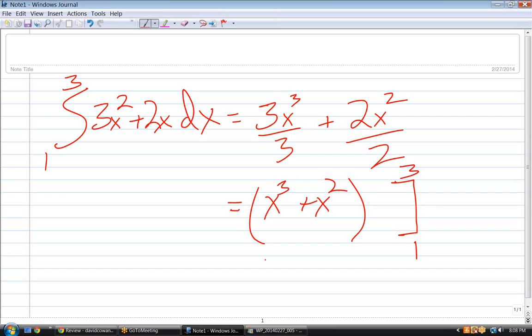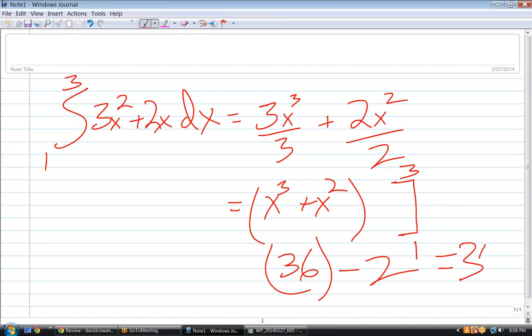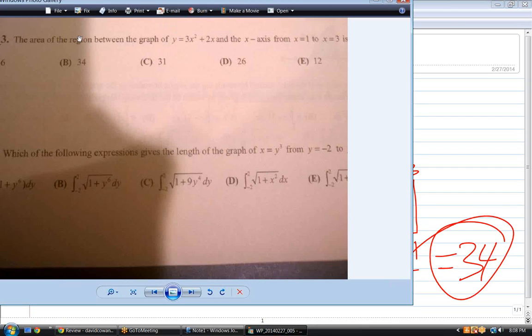Yeah. Plug in 3 first. Okay. So that would be 27 plus 9, so 36. Minus, oh, minus 2. Always want to subtract the evaluation at the lower limit, so the answer should be 34. Yep. Okay.